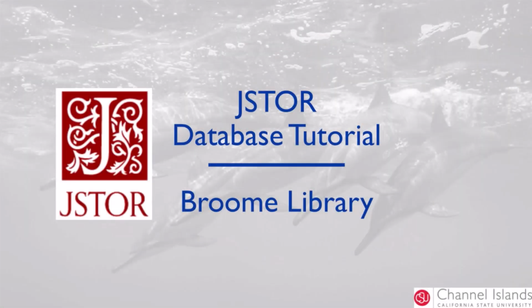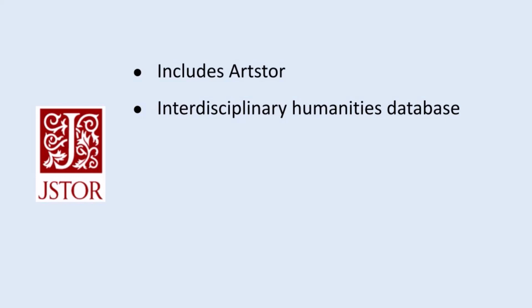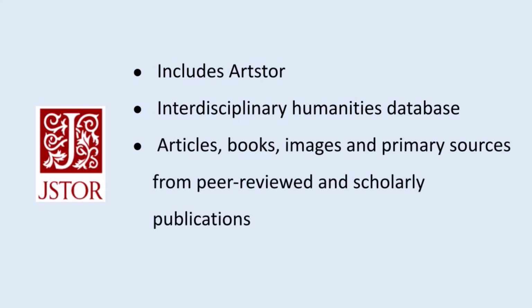Welcome to Broome Library's JSTOR Database tutorial, which now includes the Artstor image database. JSTOR is an interdisciplinary humanities database that provides access to articles, books, images, and primary sources from both peer-reviewed and scholarly publications.